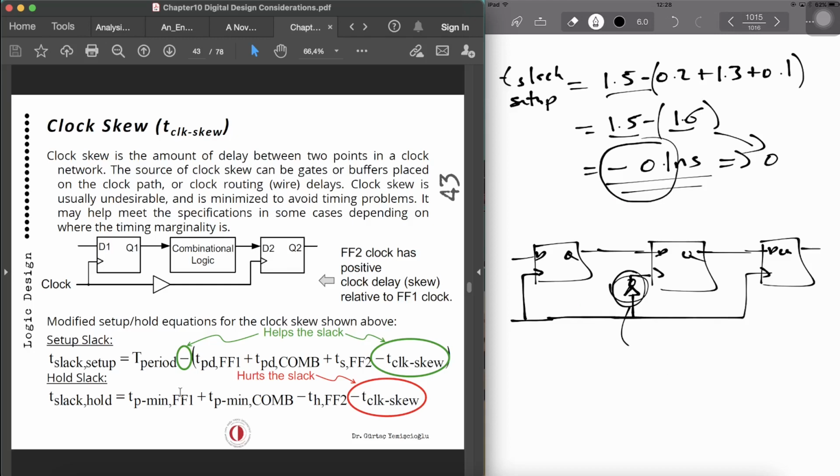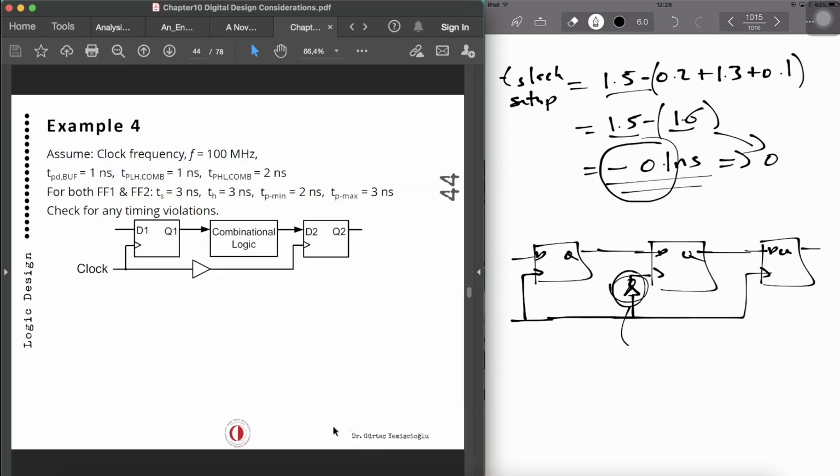But that's not the same thing for the hold slack, because if your clock is slowed down, your hold time might not be reached, okay? So your input might change earlier than that. That will be a problem which will hurt the slack. Okay, let's do another example and understand the setup and hold slack with the skews.